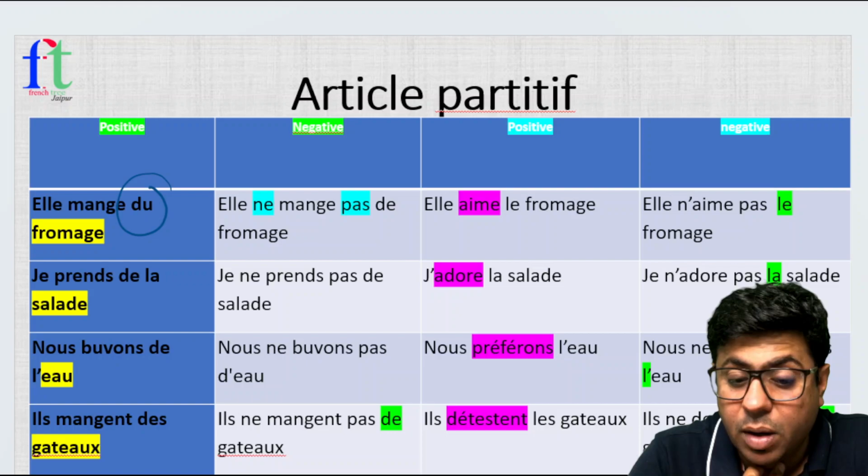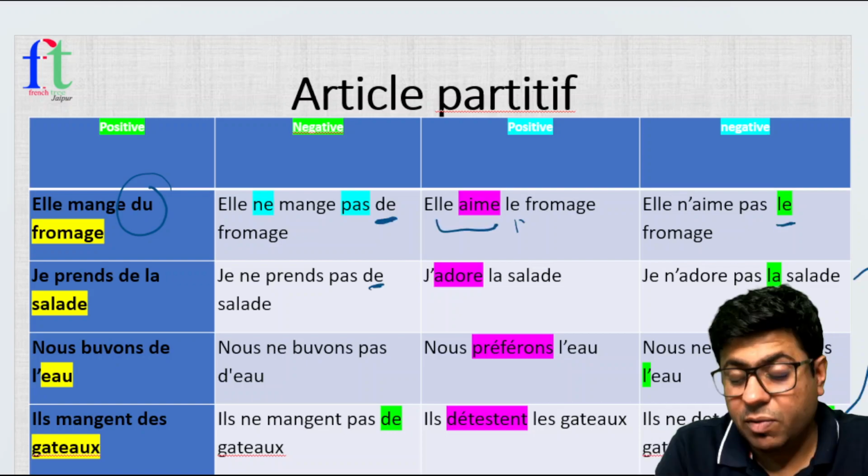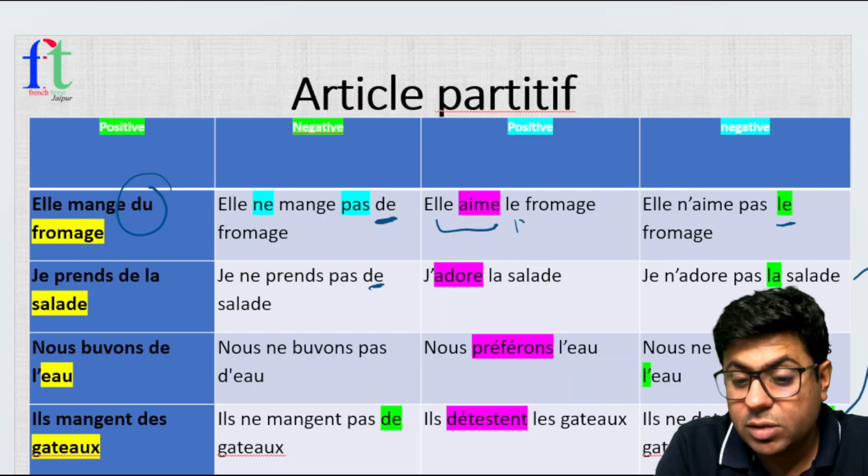So the same process you can see in others. Je prends de la salade, because salade is feminine. If it is negative, I put de. Instead of de la, I put de. If any of the four verbs is used in a sentence, then I'm using le, la, les. So j'adore la salade. La, either in positive or negative. You got it? I expect you are not getting stuck, because that's very easy. Look at this table. The first you learned, the second you learned, and the third is the same. Positive, negative are the same.